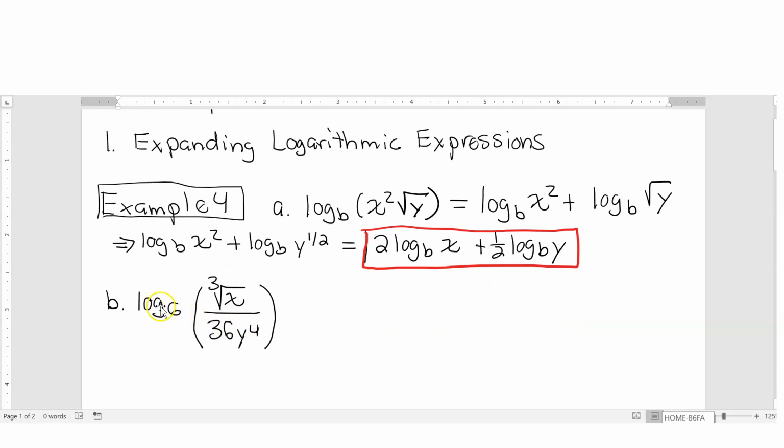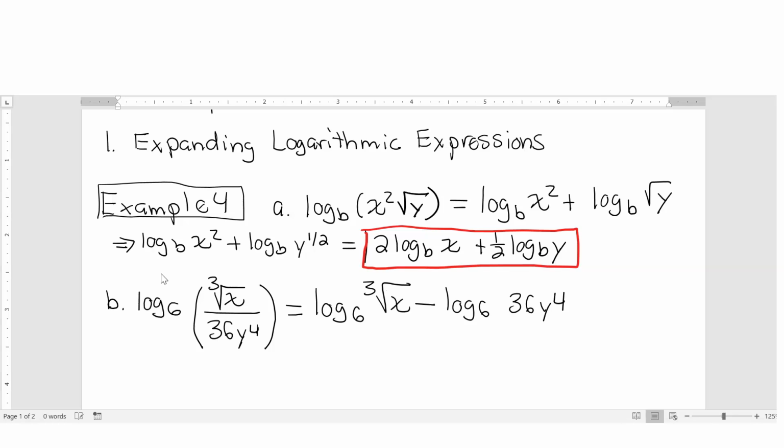In part B, we're given this expression, log to the base 6 of the cube root of x divided by 36y to the 4th. And this is a little more complicated problem, but let's start off with the basic rule that we need to use, which is the quotient rule. Notice we have an expression here in the numerator, which we would refer to as capital M, and then an expression in the denominator we would generically refer to as capital N. So let's first decompose this expression using the quotient rule. So this would be log to the base 6 cube root of x minus log to the base 6 of 36 y to the 4th.